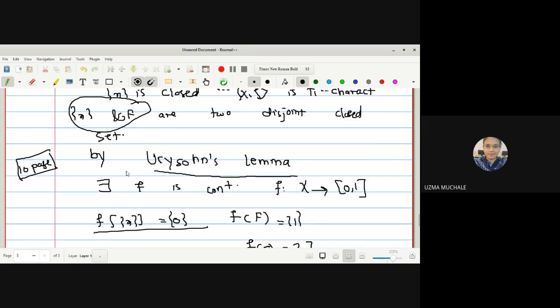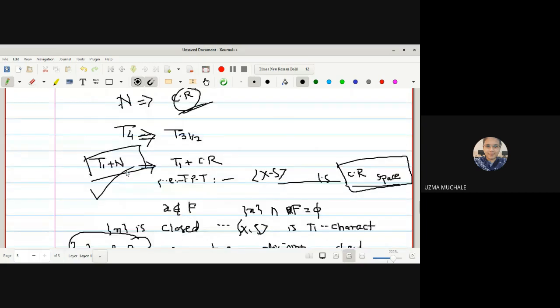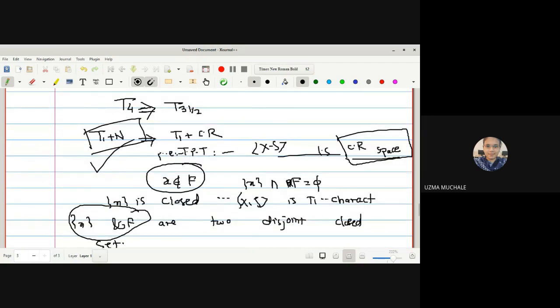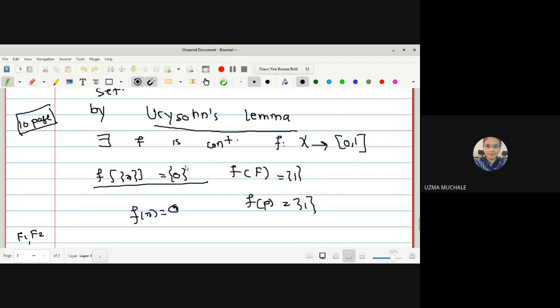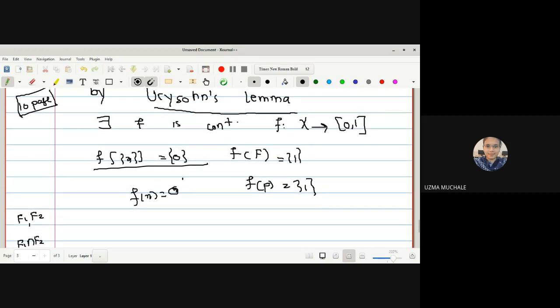From where have we started? We have started with the one closed set which does not contain the point x, and by Urysohn's lemma itself we can get this directly with the help of normal space.